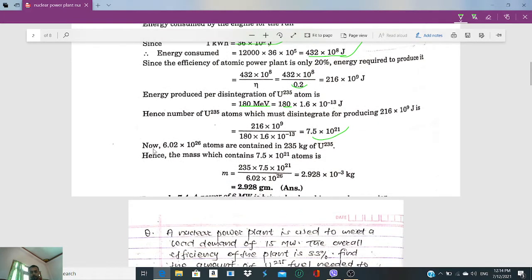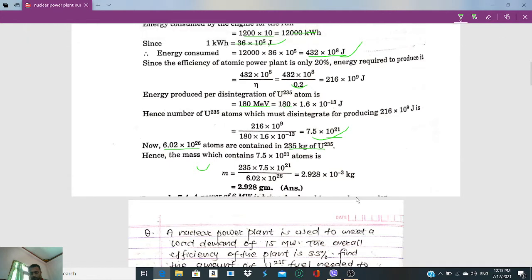And now we know 6.02 into 10 power 26 atoms are contained in 235 kg of uranium 235. So the required mass will be M equals 235 into 7.5 into 10 power 21 upon 6.02 into 10 power 26 atoms. So on the calculator we will get 2.928 into 10 power minus 3 kg. So in grams our answer will be 2.928 gram.